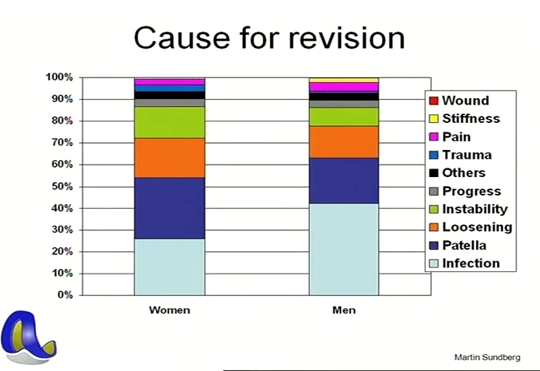If you look at men and women separately, you have the same dominating causes for revision. In women, you have patellar problems as the most common cause for revision, followed by infection, loosening, and instability, and these account for more than 85% of causes. In the men, infection alone accounts for 45% of the cases, followed by patellar problems, loosening, and instability, also 85% of the revisions.